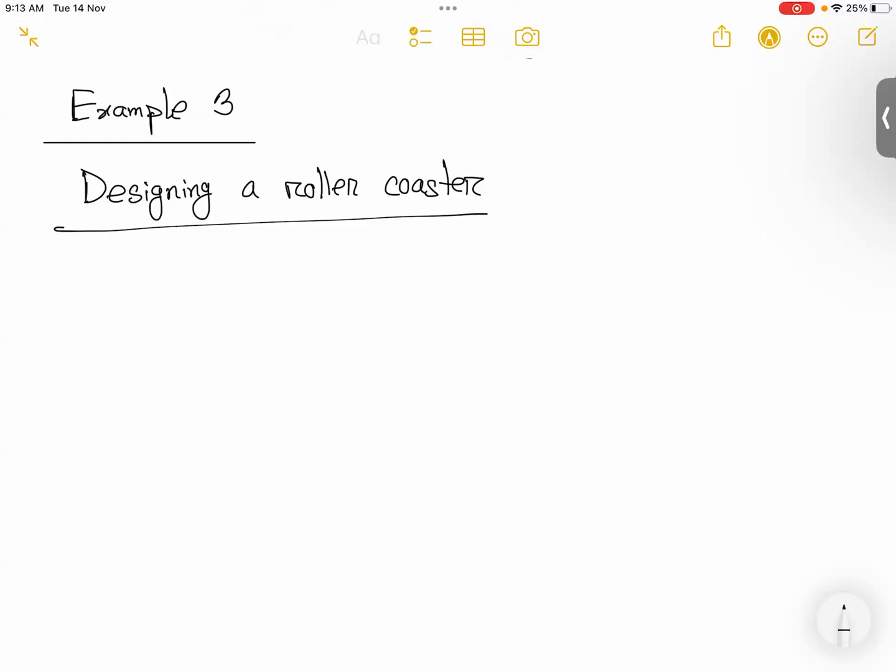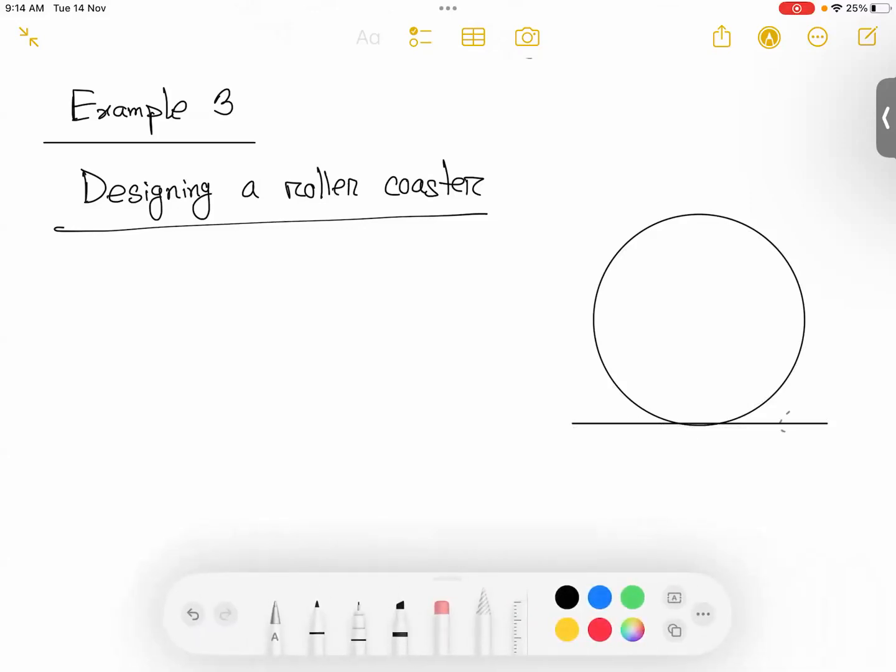So this problem is related to designing a roller coaster. So you know the roller coasters, we are talking about a circular roller coaster. So a roller coaster car will just move in this circle. So it will enter the circular path here, the car here. It will enter the circular path here, and it will move through this whole circular track. Maybe here it is the upside down version.